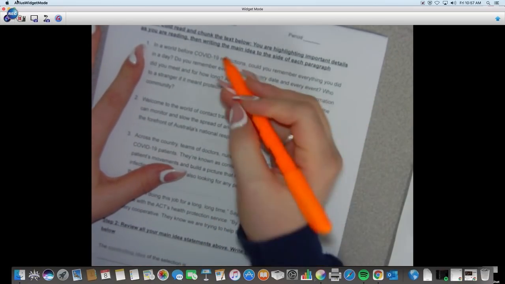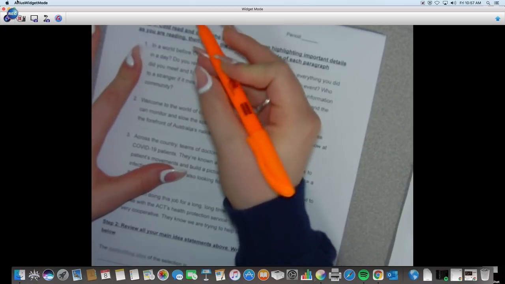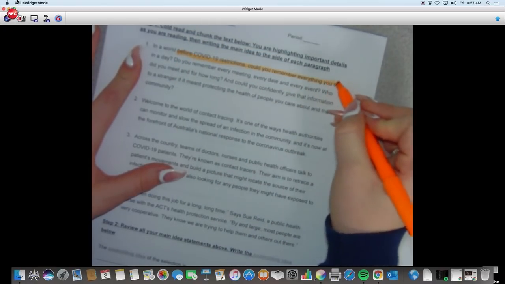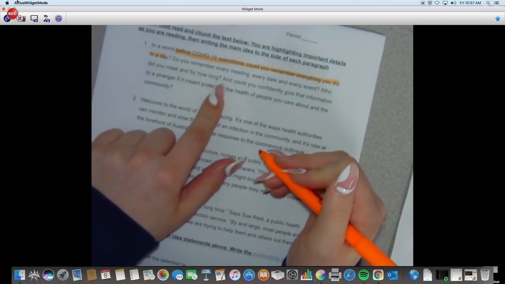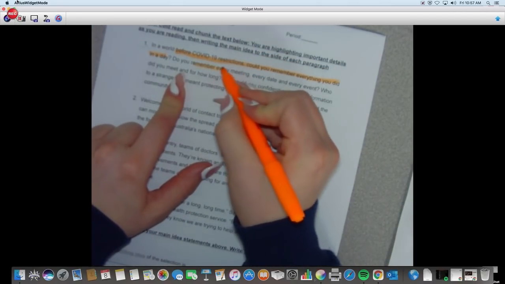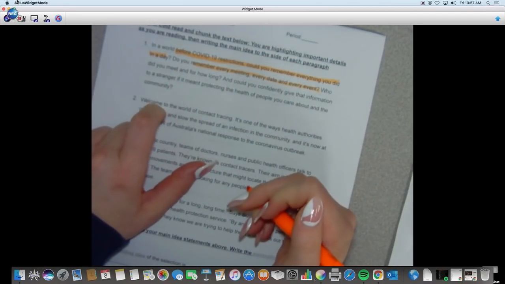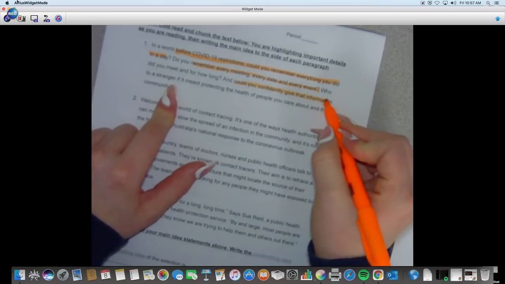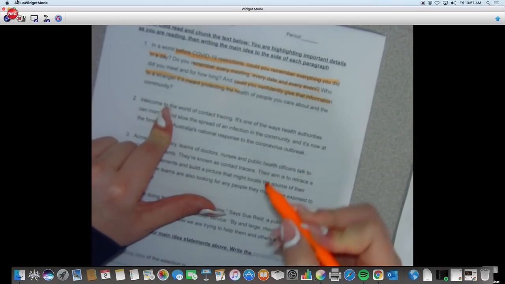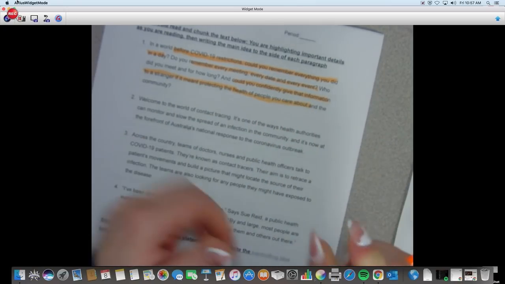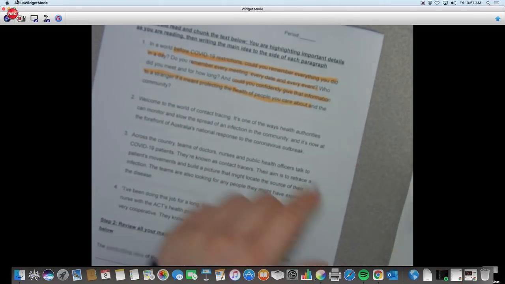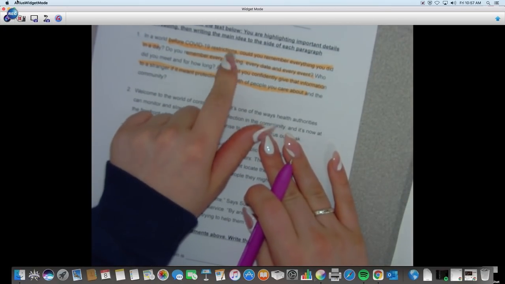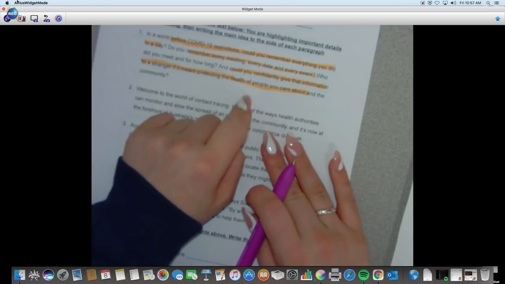So as I was reading that, these are some important details I thought were significant for this paragraph. In a world before COVID-19 restrictions, could you remember everything you did in a day? Do you remember every meeting, every date, and every event? Who did you meet and for how long? And could you confidently give that information to a stranger if it meant protecting the health of people you care about? Wow. This is a lot of questions that we call rhetorical questions, meaning they're questions that they don't actually want you to answer. They want you to just think about.